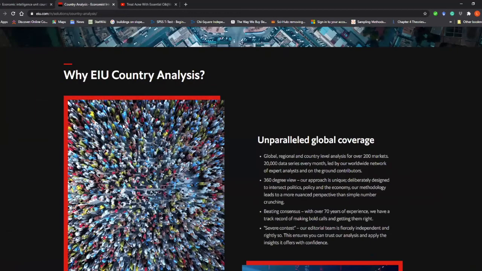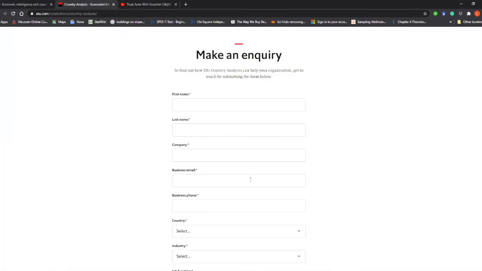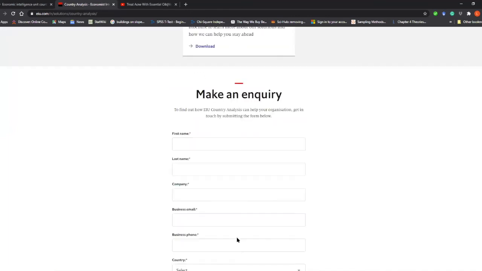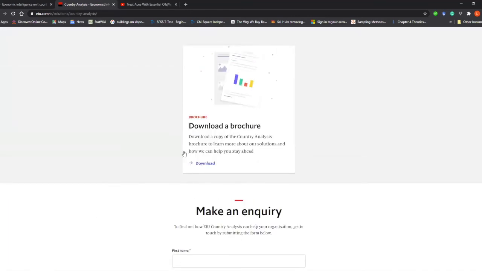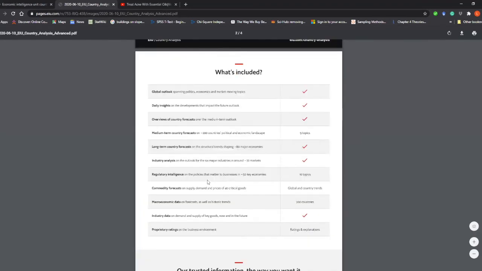There's a tab that says Inquire Now. You can click on the tab and it will take you to another page where you can put in your details to make an inquiry. Once you enter your details, they will get back to you with whatever information you're looking for. But they also have a brochure that you can download. Let me see if the brochure will download. Okay, the brochure downloaded.